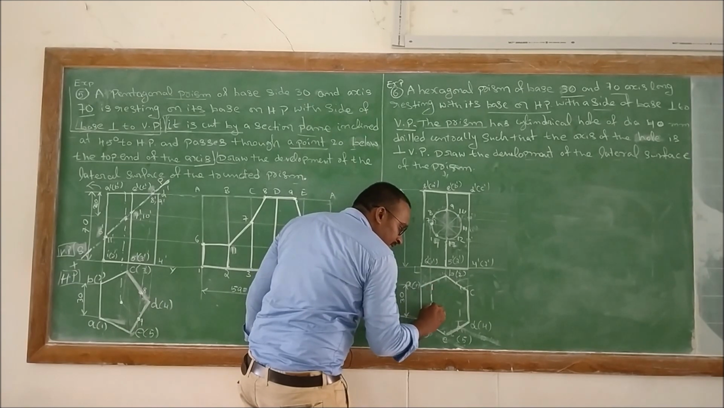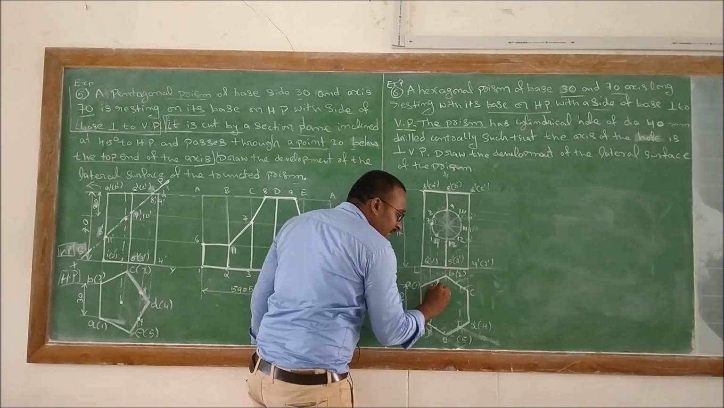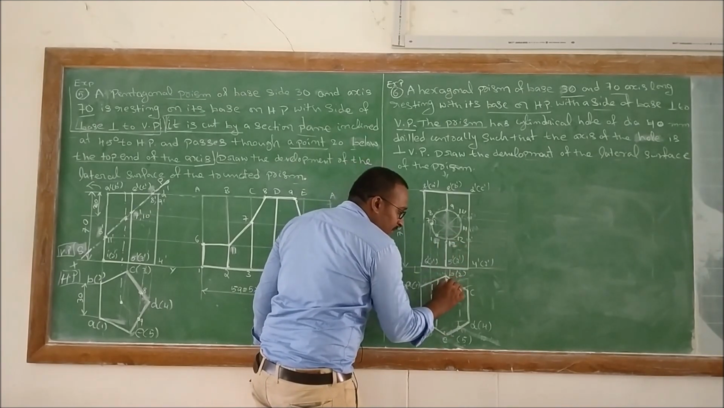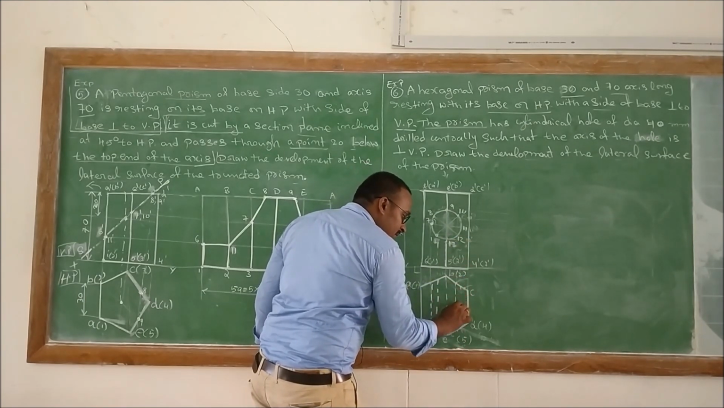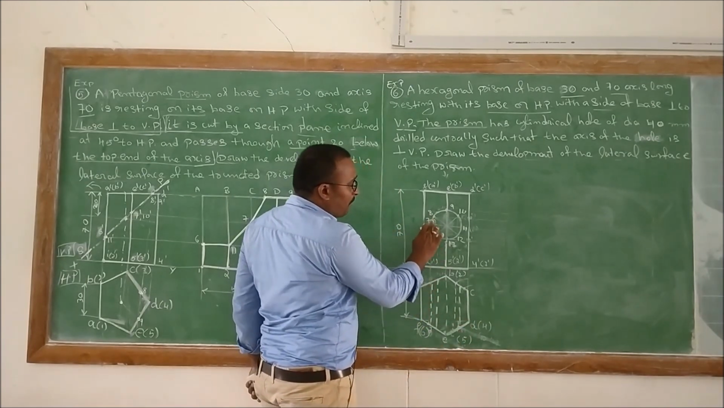And here, when we see from the top view, the hole will be a dotted line because it is a hidden hole. So that it will be represented by dotted lines.